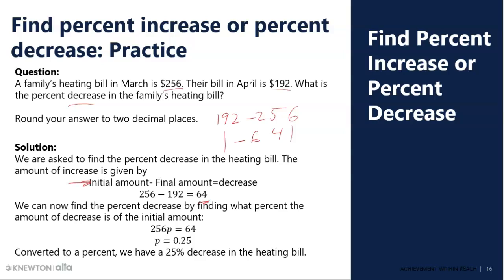Don't start messing around with changing. Always do the final minus the initial, and then if you already know it's a decrease, you can ignore the negative. This is one of the few cases in math where you can ignore the negative. Some of you like to ignore them all the time. Again, okay, so the original was 256. 256 times P equals 64. What percent of 256 will give me a $64 change? It's just as easy to do 64 divided by 256, and you get 0.25. And when you multiply 0.25 times 100, you get 25%.